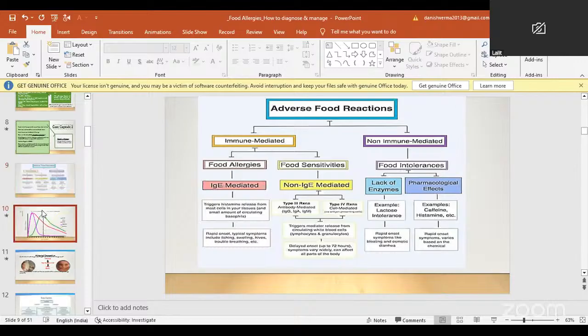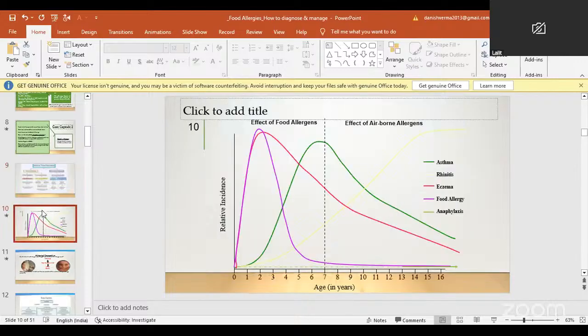So basically this is how a child presents with the effect of food allergens as well as airborne allergen. If you see the food allergy, of course, which is your purple, comes early, and by the time it's 5, they get better, right? The second is your asthma. Again, asthma peaks in your first 2 years, then again is at its peak at 6 to 7 years, and again during teenage years it gets better. But your eczema again is at its peak and then again gets better.